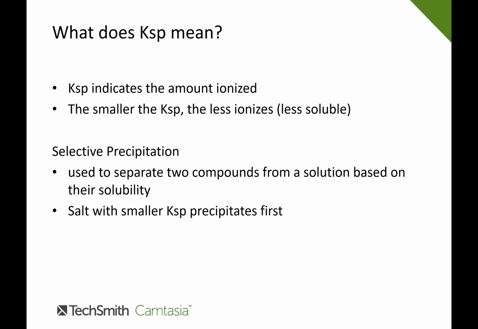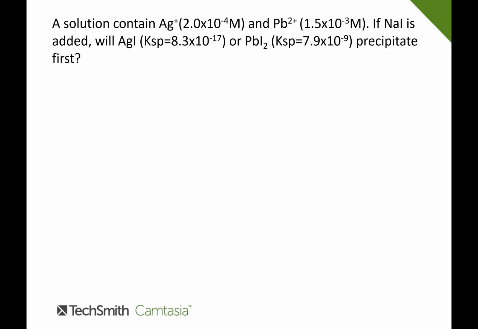And selective precipitation is a process that we can use to separate two different compounds or two different ions from a solution based on their solubility. And the salt or the ion that has the smaller Ksp is the one that's going to precipitate first. So we're going to look at an example now.